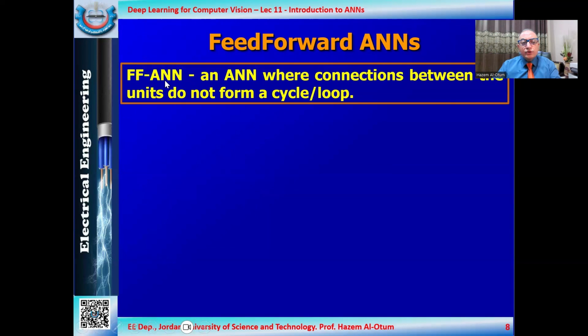Now, the FFANN for short is an ANN where the connections are between units, and the unit can be the neuron itself, or the perceptron. So in the FFANN, the connections are made between these units, and there is no feedback, no cycle or loop. So you start from the input and go to the output, and you get the output regardless; you don't have any feedback, cycle or loop to go back and correct your output.